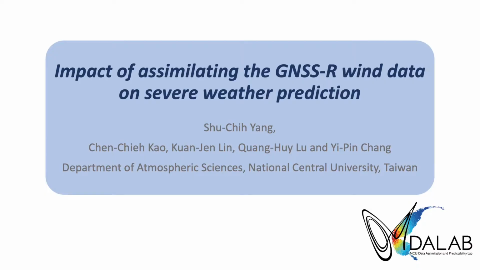Good morning and good evening, everyone. I'm Shu-Chih from National Central University in Taiwan, and today I'm going to talk about the application of GNSS-R wind to weather prediction. My topic is the impact of assimilating the GNSS-R wind data on severe weather prediction. This work is mainly done by our research team, including Chen Jiegao, Guanren Lin, Guanghui Lu, and Yiping Zhang.